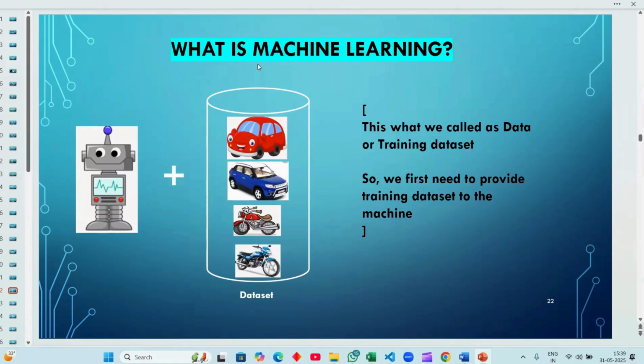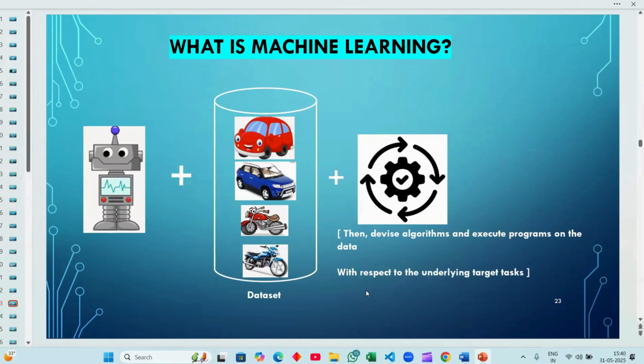So, what is machine learning? See, robots, where we have objects. All the objects we consider as a data set. This is what we call the data set or training data. We want to train on the data first. So we first need to provide a training data set to the machine to understand easily. After that, the machine performs some operations on it. We want to perform algorithm operations and execute the program on the data set.